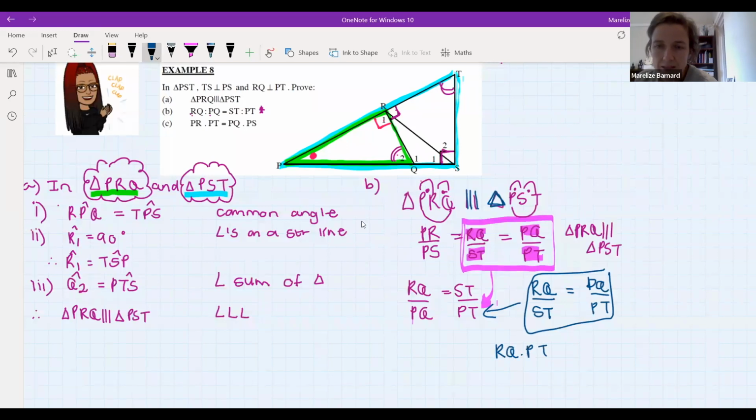RQ times PT is PQ times ST. And then we're going to divide again because we need the PQ at the bottom. So we're going to go RQ over PQ, and then we go ST over PT. And you're done. Okay, so all you need is your frog face, your proportionality statement of the sides that are in proportion, and then you juggle it around with cross multiplication to get to what you need to prove.